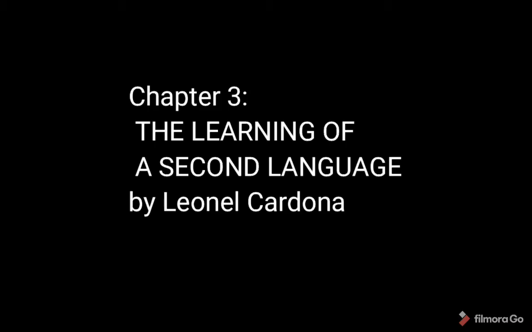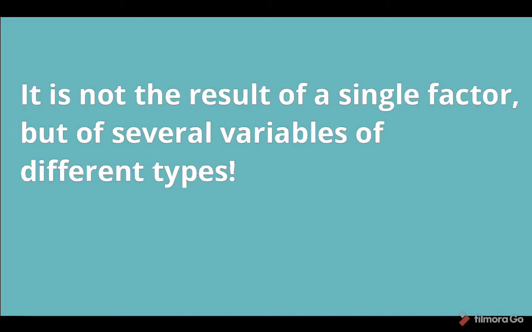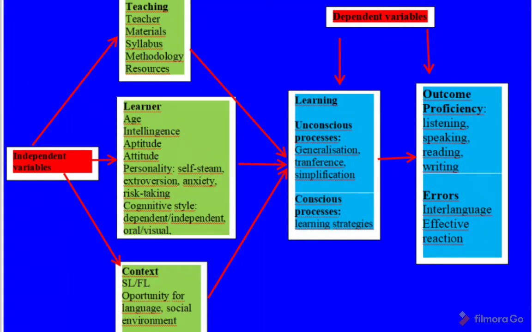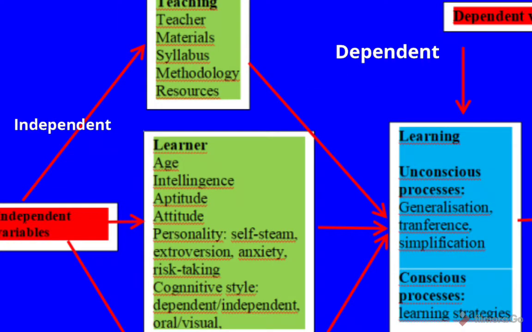Chapter 3: The learning of a second language. The learning of a second language is not the result of a single factor, but of several variables of different types. The following diagram shows independent and dependent variables that can have an effect on the results or outcome in the learning process. The first dependent variable describes teaching, includes teacher profile, the selected material, syllabus, methodology, and the resources available.